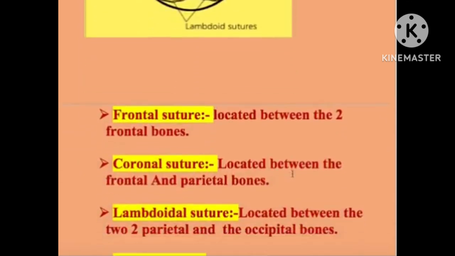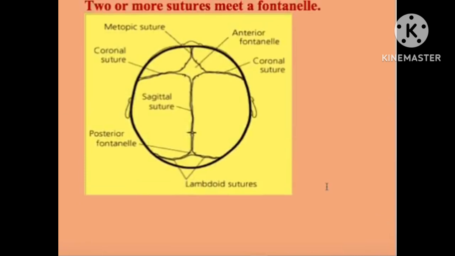Next one is the coronal suture. Coronal suture located between the frontal and parietal bones.